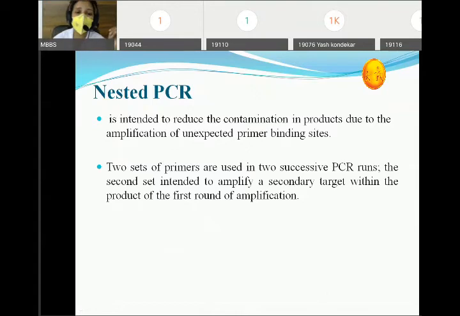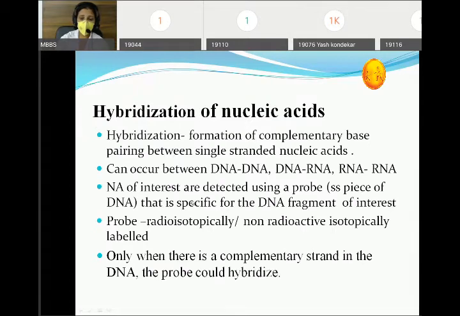Another is the nested PCR. There are various modifications of PCR; I'm telling you the few very important ones. This nested PCR is intended to reduce contamination in products due to amplification of unexpected primer binding sites. Here, two sets of primers are used in two successive PCRs, so two PCRs are run one after the other. The second set is intended to amplify a secondary target within the product of the first round of amplification.